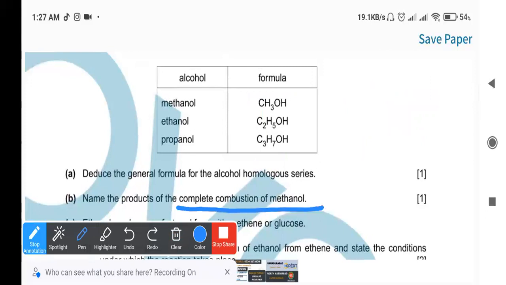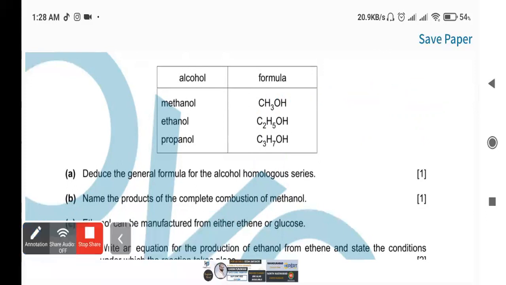Okay, complete combustion. They have carbon and hydrogen, and we are burning with oxygen. How can you burn oxygen with oxygen? That's not possible. So we will consider carbon and hydrogen only as the elements present here. If you burn an alcohol, you will get carbon dioxide and water, right?